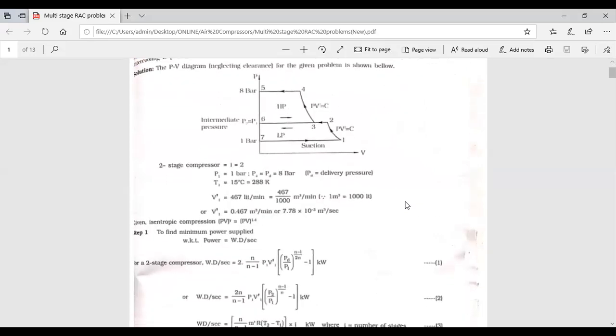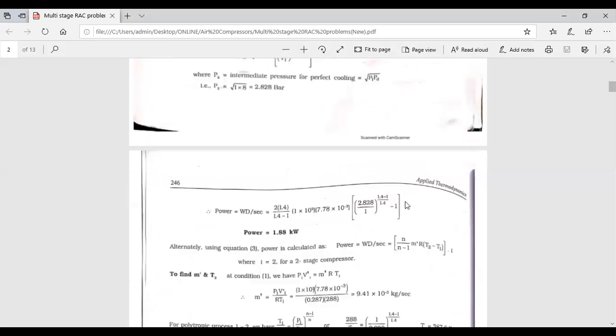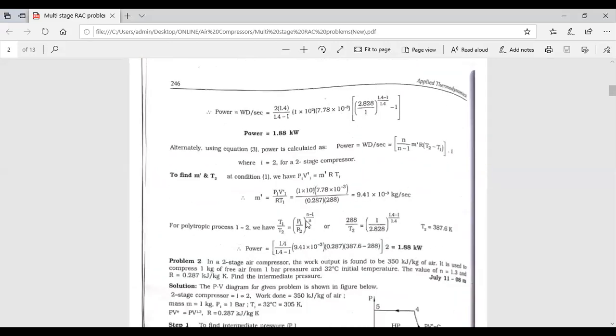Next, to calculate T2, this is the relationship between temperature and pressure. That is T2 by T1 equals P2 by P1, or you can apply T1 by T2 equals P1 by P2 to the power of n minus 1 divided by n. Using this, we calculate T2 as 387.6 Kelvin. You remember, you get the value of T2 greater than T1, because after compression the temperature will be increased.